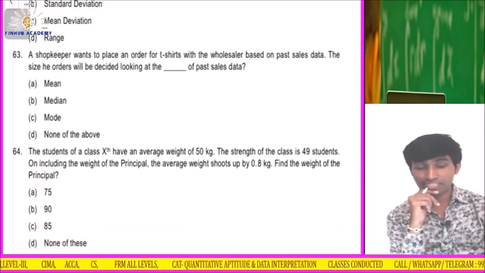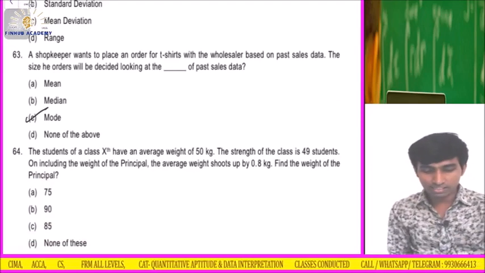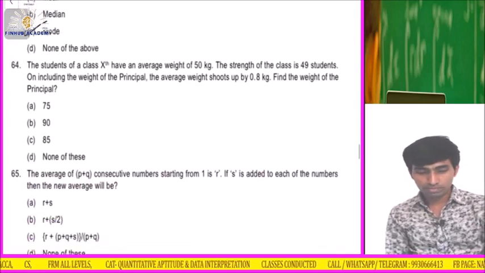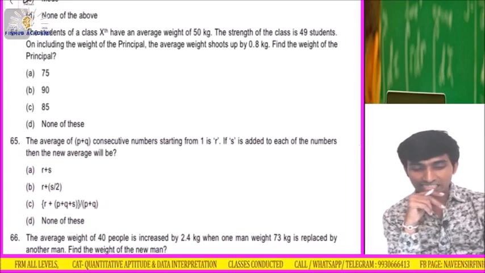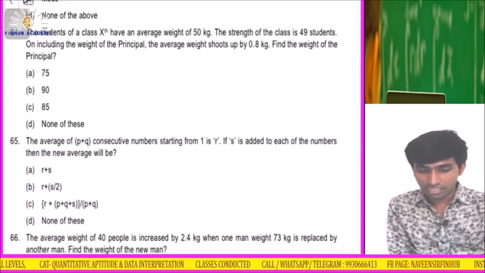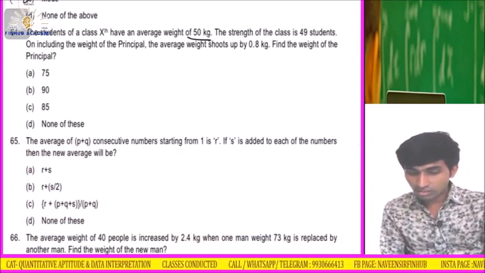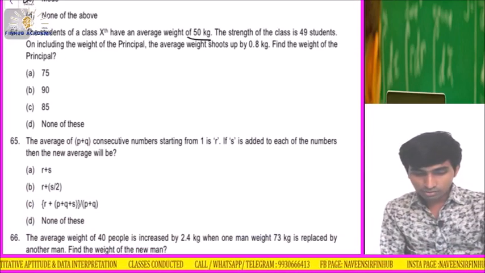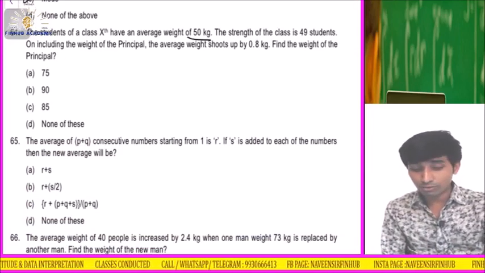Size is involved. Where size is involved, what is the best? Direct answer, mode. Okay, 63, mode. The students of class 10th have an average weight of 50 kg. Okay, average weight is 50 kg, not height.